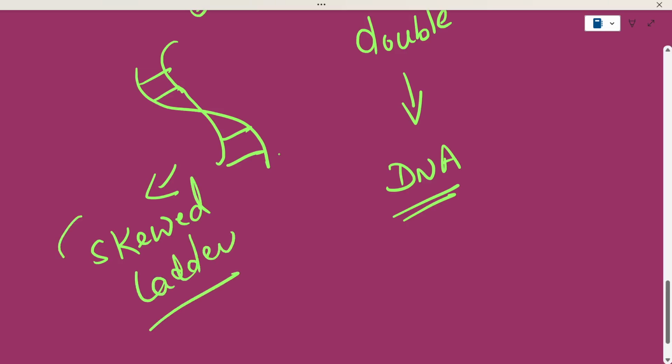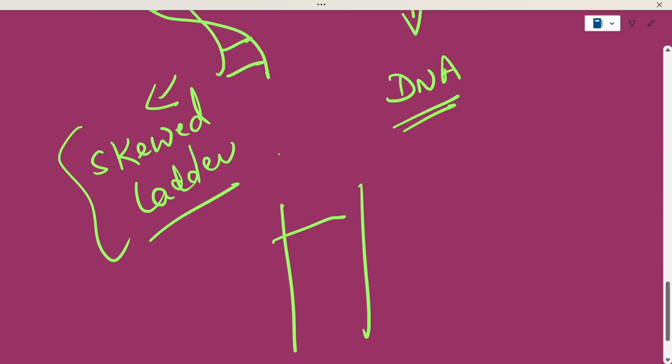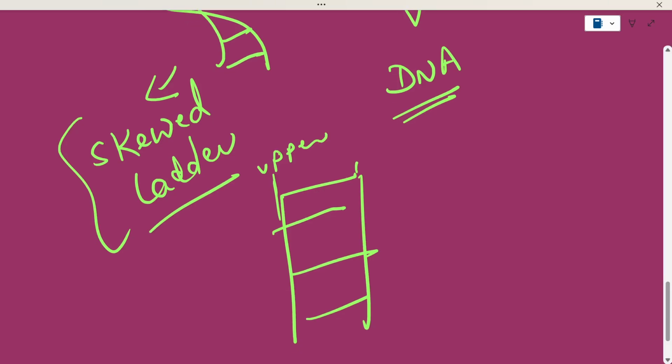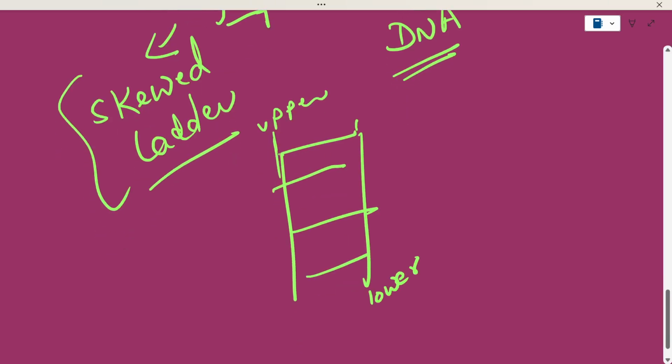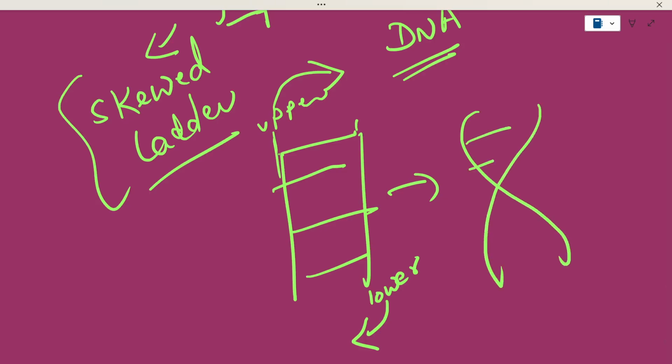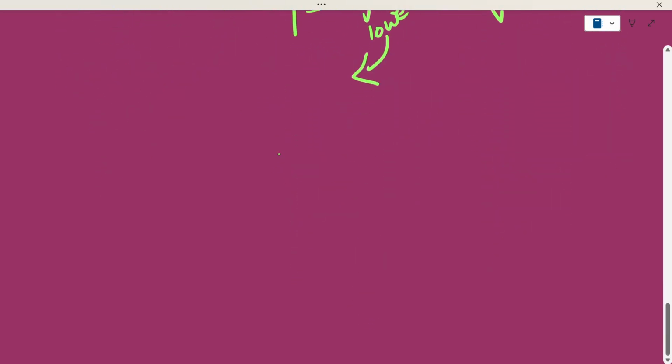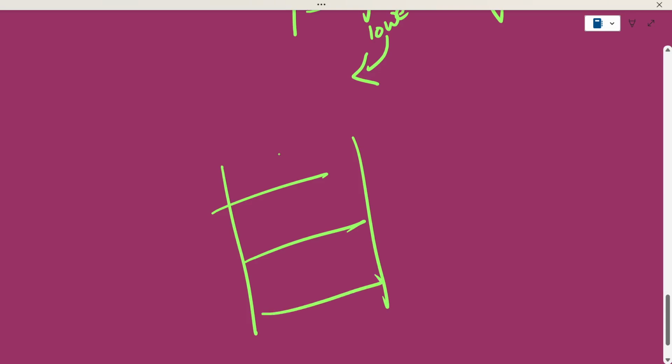If you hold a ladder by head and tail, suppose this is a ladder, you hold it by the upper hand and the lower hand. Now you rotate the upper hand in clockwise direction and the lower hand in anti-clockwise direction, and in that way you will get a twisted ladder in this form, which is known as a double helix. So this is the structure of DNA, and in the same way, when you straighten the double helix structure, it will appear like a normal ladder.